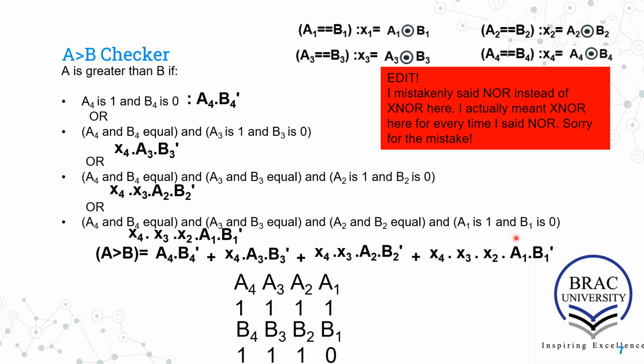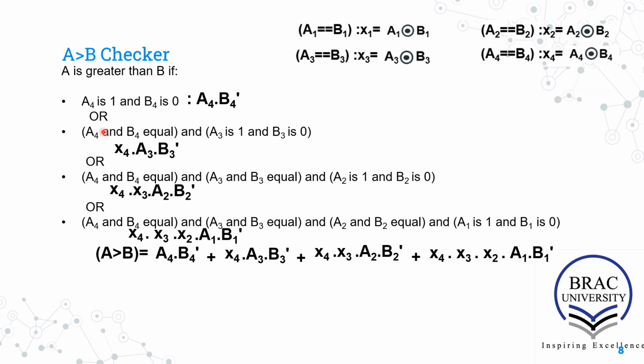So this is the equation to check whether a is greater than b. If any of these conditions is true, if any of these terms is true, then we know that a will be greater than b. And notice that these terms have been separated by or because this is how we wrote our condition, that a is greater than b if this is true, or if this is true, or if this condition is true, or this condition is true. Hence these terms have been separated by or, which is plus.